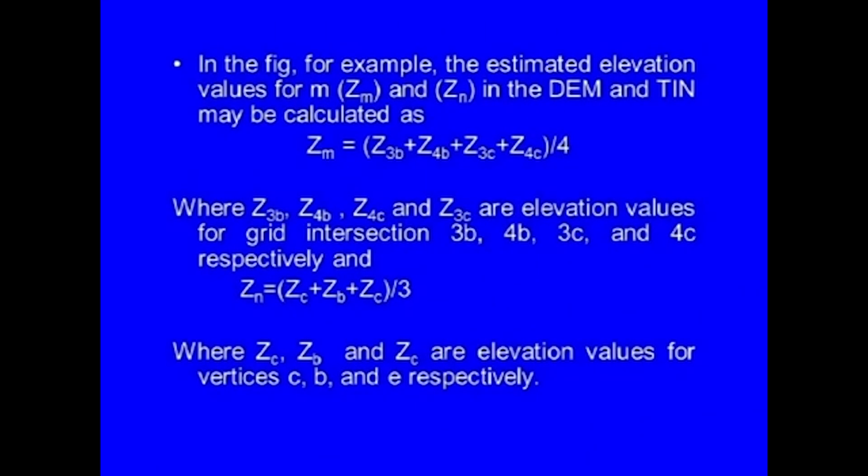In the figure, for example, the estimated elevation values of the point M is designated as Zm and Zn in the DEM and TIN, and may be calculated as Zm is equal to Zb3 plus Zb4 plus Z3c plus Z4c divided by 4, where Z3b, Z4b, Z4c and Z3c are elevation values for the grid intersections 3b, 4b, 4c and 3c respectively, and the value of Zn in the TIN model can be computed as Zc plus Zb plus Ze divided by 3, where Zc, Zb and Ze are the elevation values for the vertices C, B and E respectively.